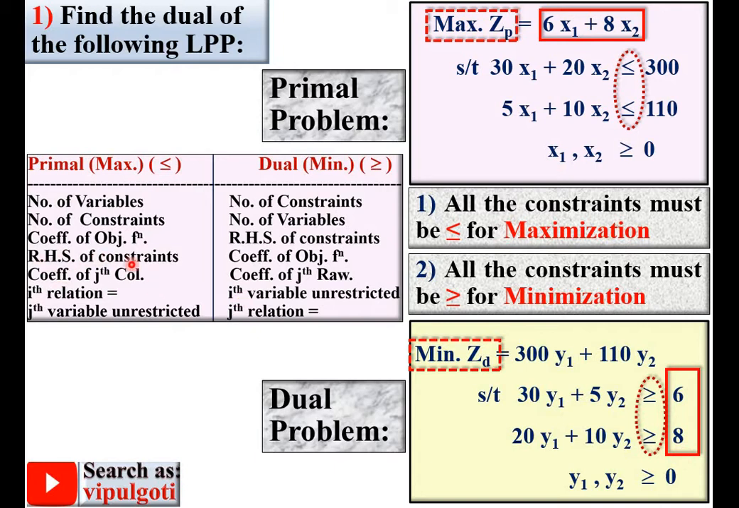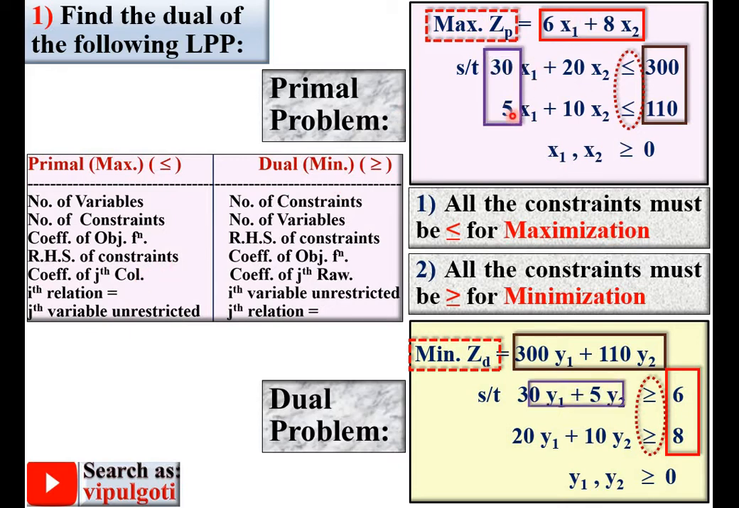Next, the right hand side of the constraints in the primal problem must be the coefficients of the objective function in the dual problem. So here you can see the right hand side of the constraint. Next, coefficient of jth column. Here you can see the coefficient of first column must be the coefficient of first row, and here you can see that is the coefficient of first row. Next, the coefficients of second column must be the coefficients of second row.